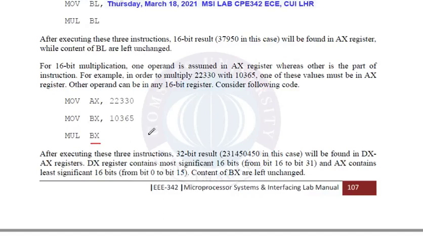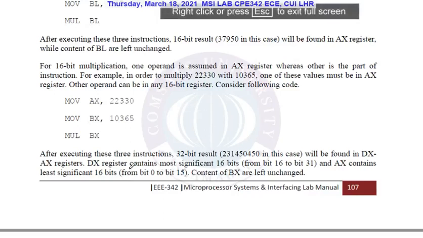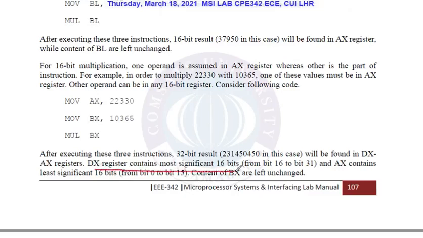Now if you multiply a 16-bit number with another 16-bit number, the answer can be of 32 bits, whereas the capacity of the AX register is only 16 bits. So basically your answer will be stored in such a way that the first 16 bits will be stored in the AX register and the other 16 bits will be stored in the DX register. So here you can see that your most significant 16 bits will be stored in the DX register and your least significant 16 bits will be stored in the AX register.